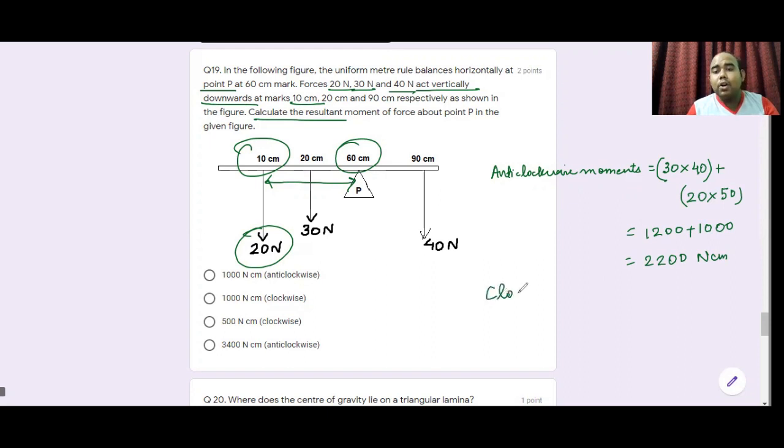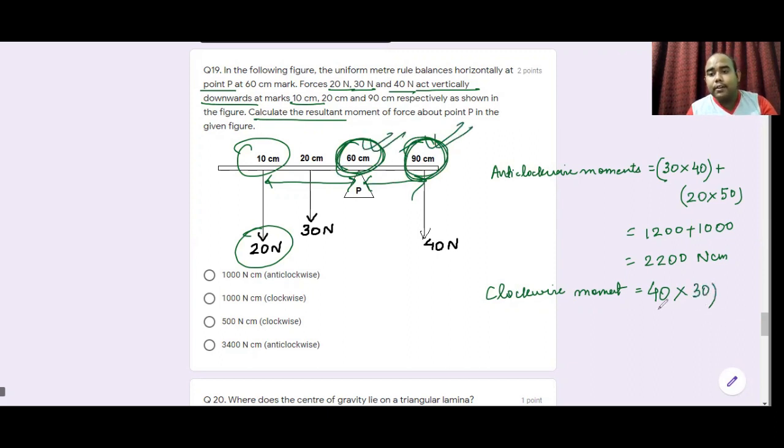Now what is the clockwise moment? Clockwise moment. So only this 40 Newton is responsible for the clockwise moment. So 40 Newton into what's this distance? 90 minus 60. देख लो, 90 minus 60. So 30. So 40 into 30 Newton centimeter. So 4 3s are 1200 Newton centimeter.